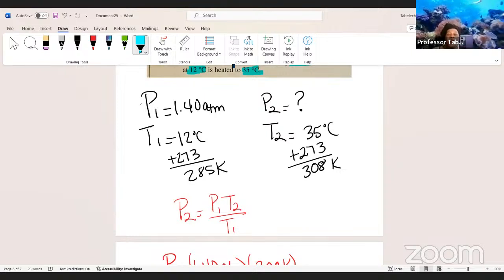If your temperature increased, then your pressure is also going to increase. So it's going to go up slightly.